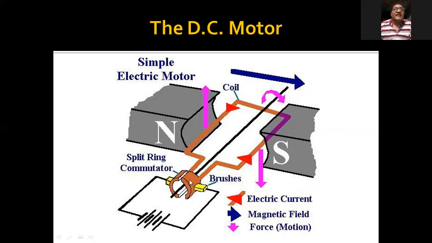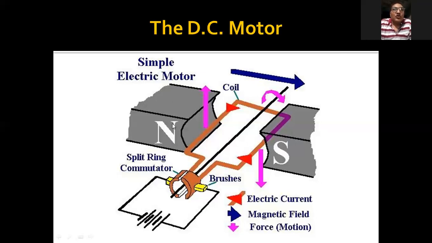This is connected with this split ring commutator, and the split ring commutator is connected with this side of the rectangular coil. Then the other side of the rectangular coil is connected with this split ring, and through this carbon brush, it is connected with the negative terminal of the battery. In our discussion, we are talking about conventional current. So the current is flowing from the positive terminal of the battery through this coil and back to the negative terminal of the battery.